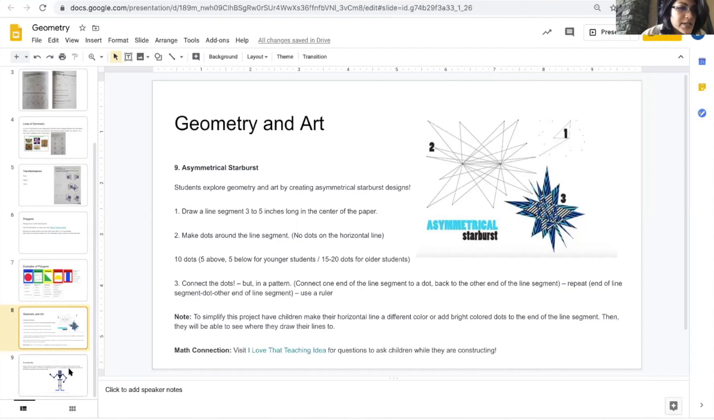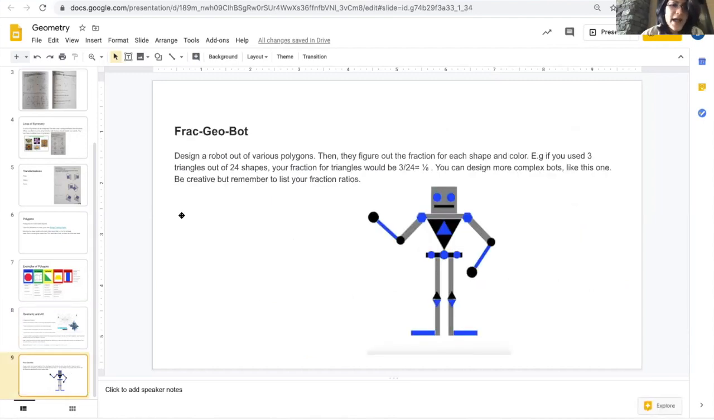And another project that you can try out is the FracGeoBot. So you are going to design a robot out of various polygons. So once you've done your shape trading cards, you'll have been exposed to different kinds of polygons like octagons or hexagons or triangles. And then you can use different kinds to actually build out a robot.